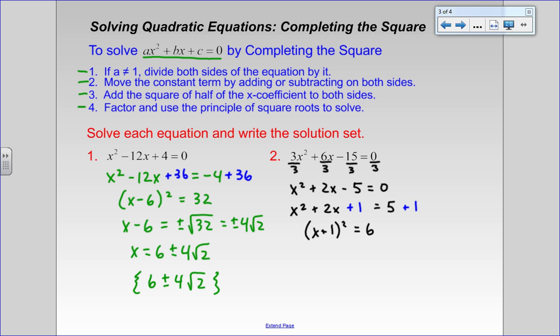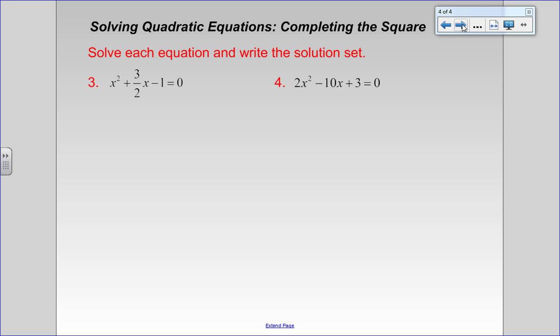Now applying the principle of square roots, we see x plus 1 equals plus or minus the square root of 6. And then we isolate x by subtracting 1 on both sides. So the 2 solutions are negative 1 plus or minus the square root of 6. Let's do 2 other examples. They're slightly more difficult. Problem number 3, we have x squared plus 3 over 2x minus 1 equals 0.